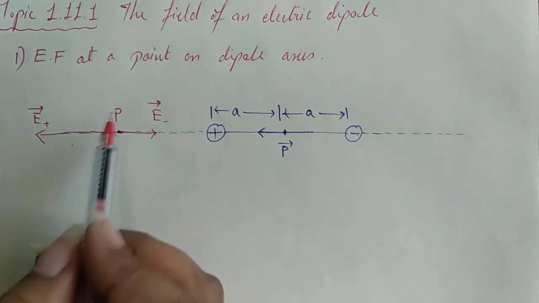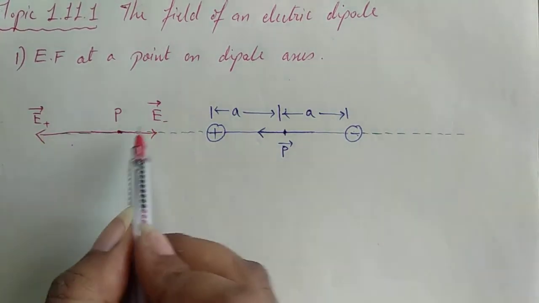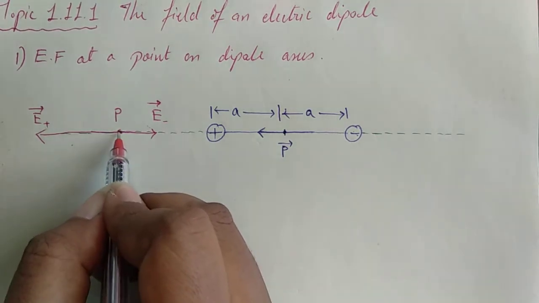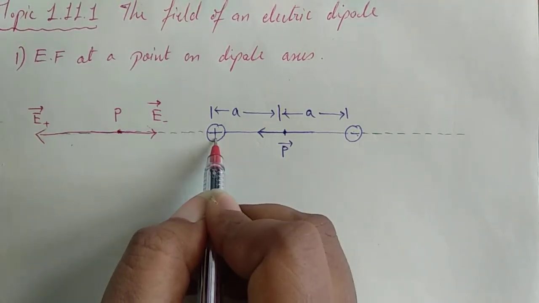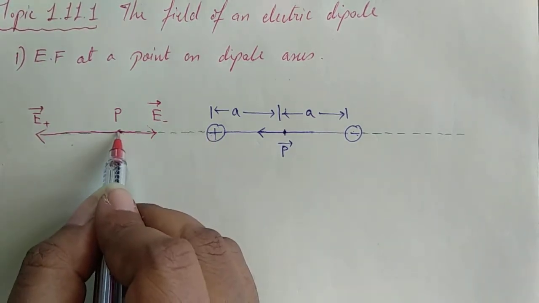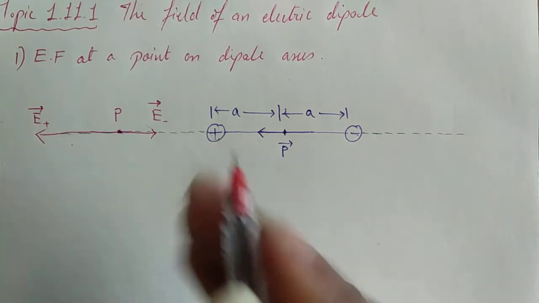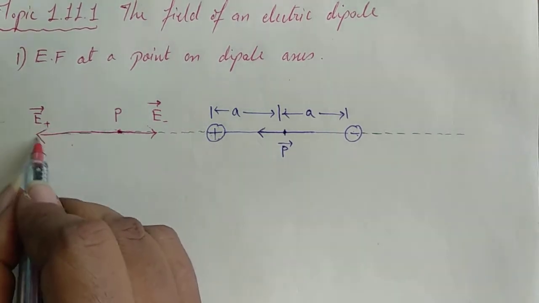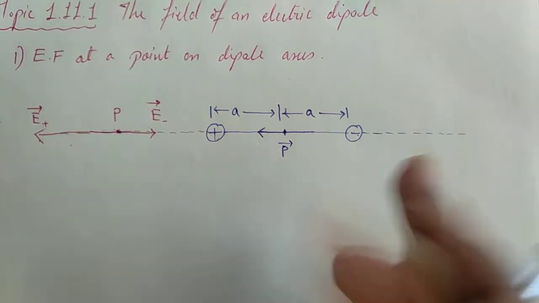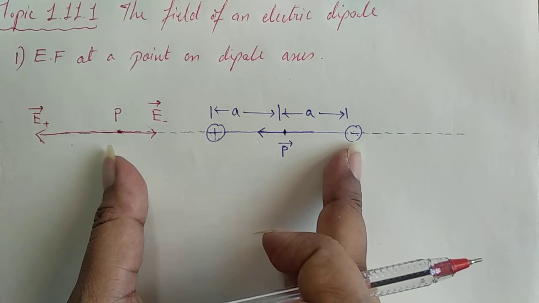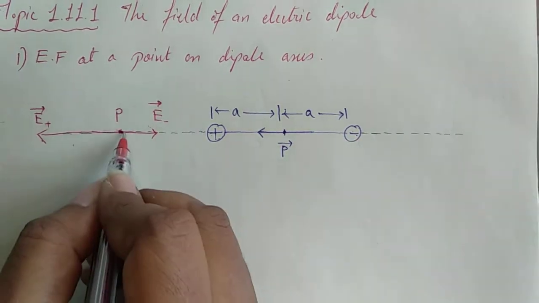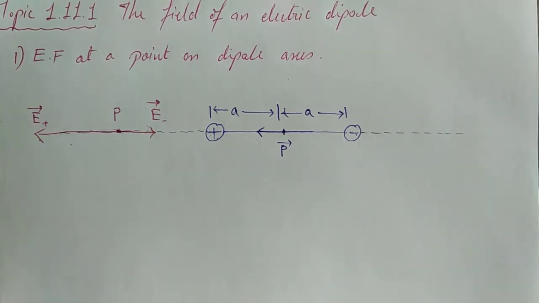You must be wondering why I have drawn this vector longer than this vector. The reason for that is this point P is nearby to the positive charge. So if this distance is less, the strength of electric field at this point P because of the positive charge will be bigger, and hence I have drawn this vector longer. If you see the distance between point P and the negative charge, then this distance is quite big. So the strength of electric field due to this negative charge at this point P will be smaller, and hence I have drawn a smaller vector.